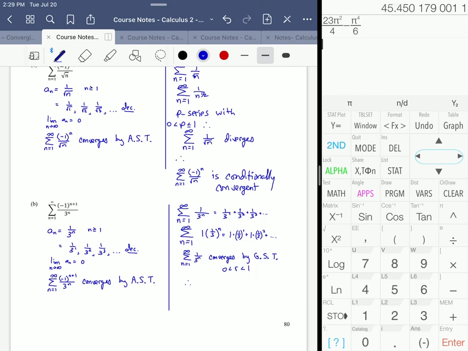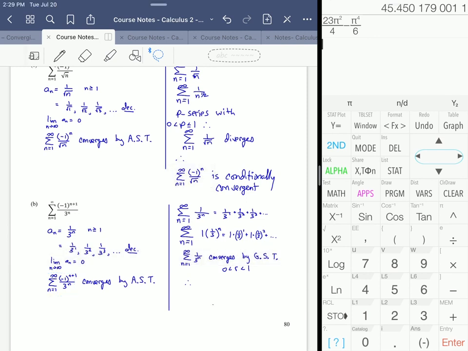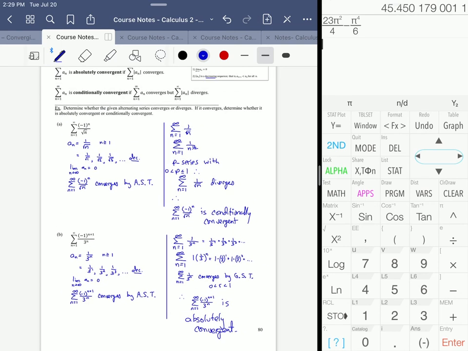So we have that accounted for. Therefore, our initial series, copy, paste, is absolutely convergent. And there you go.